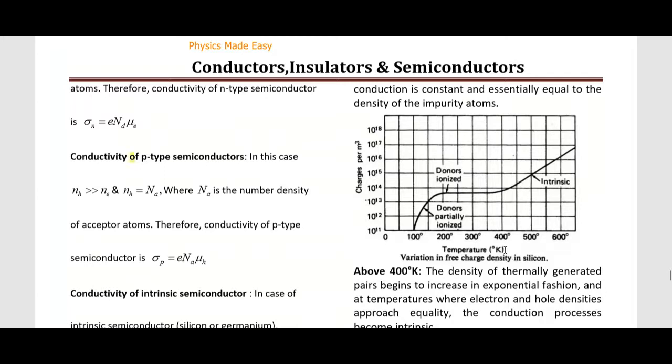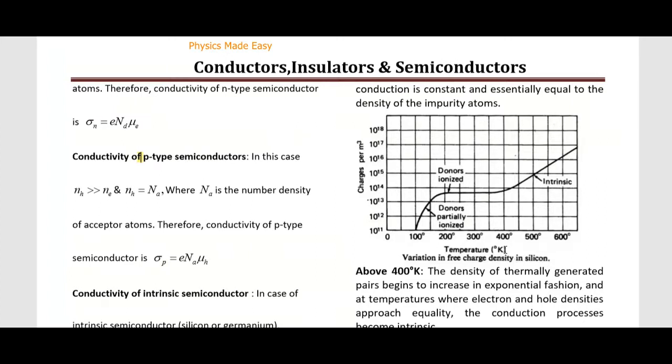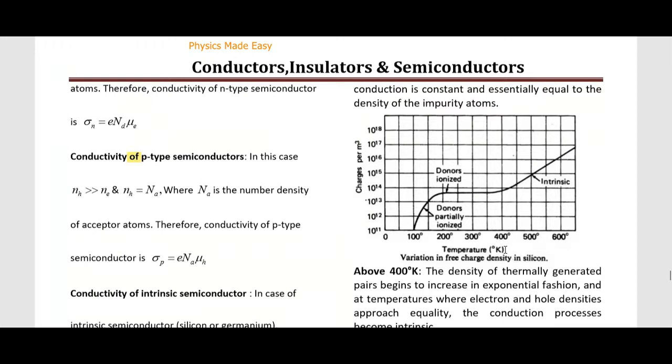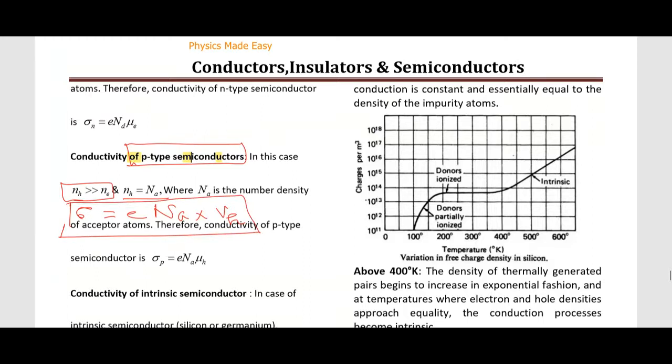For P-type semiconductors, we are taking the case of P-type. Note down this and this as well. It means sigma will be equal to E into number of acceptors into drift velocity of hole. So this is basically the formula for P-type.